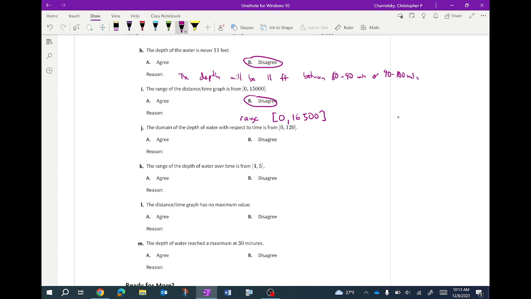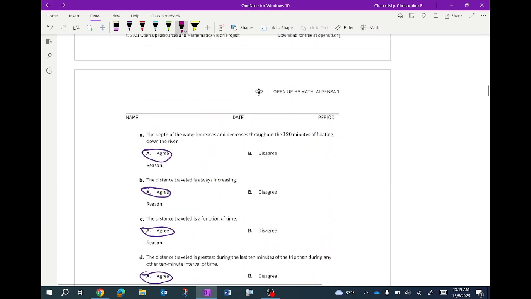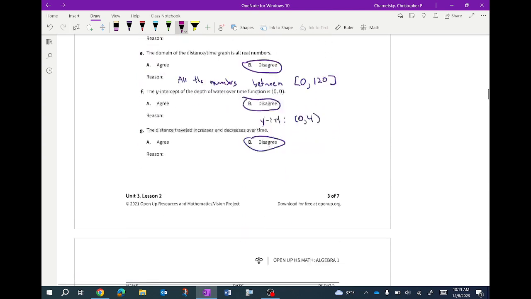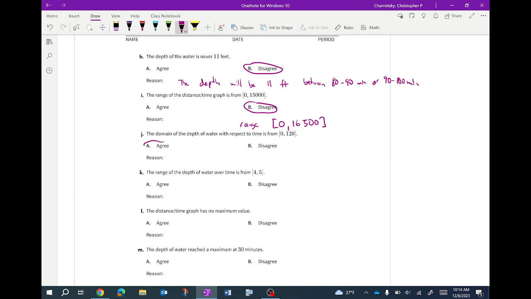The domain of the depth of water with respect to time is 0 to 120. I think that's what we said for our domain. That is what we said, 0 to 120 minutes. So we're going to agree.